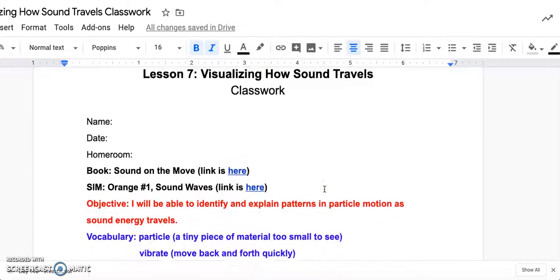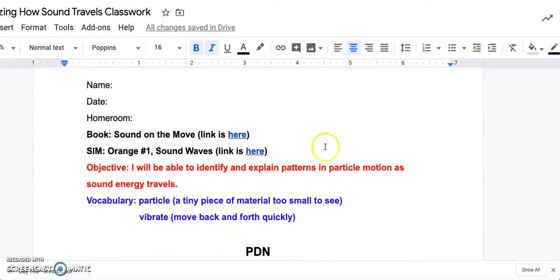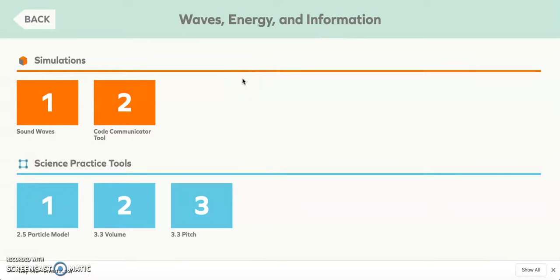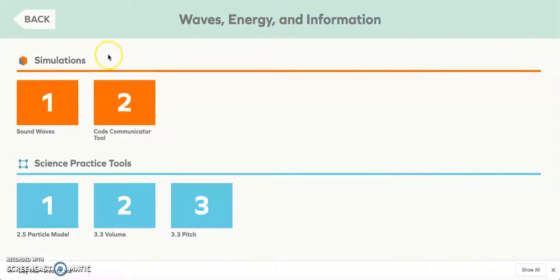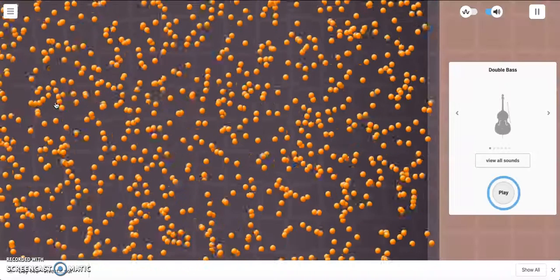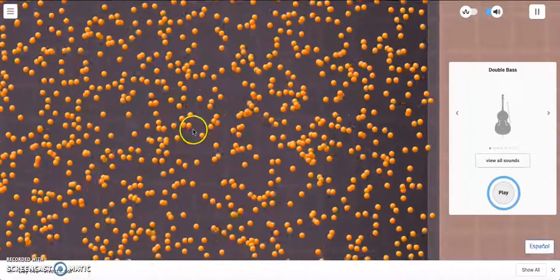So to get to the sim, you will click this link here, and that link should bring you to this page. If the link brings you to the page where you have to log into Amplify, please go back to your Google Classroom and find the information that says Amplify Login Information Sheet. That gives you the login information that will give you access to this page. You're going to look for the orange number 1 titled Sound Waves, which is right here. Click on that. After you click on that, you are now in the simulation.